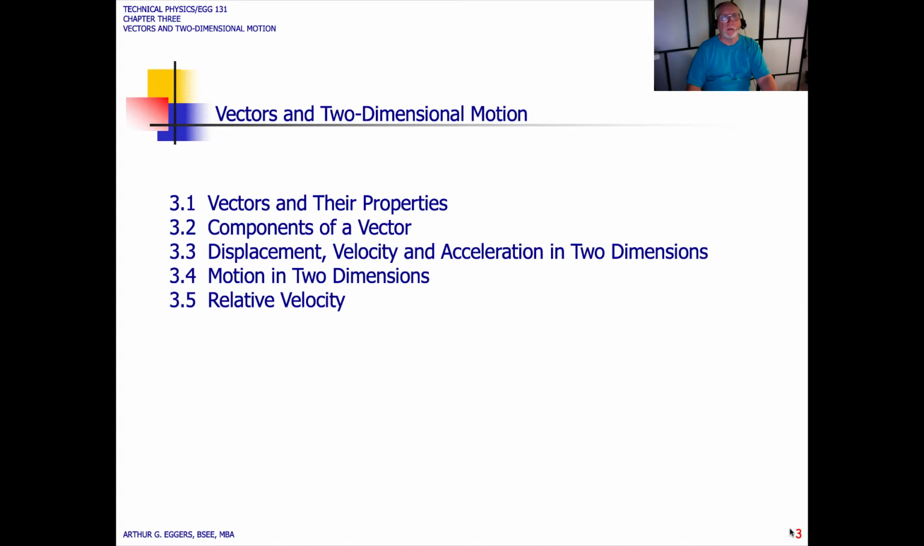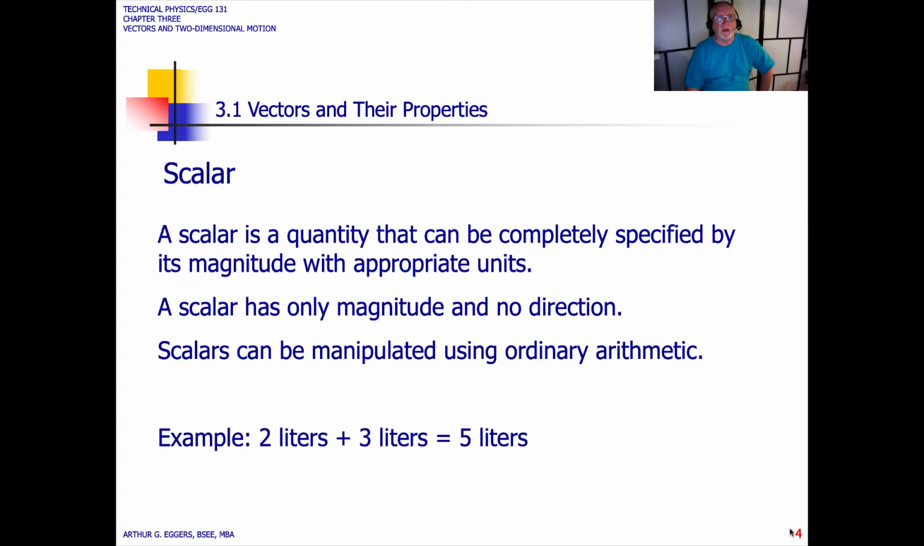So we're going to look at the properties, the components, and then we're going to come back to our friends displacement, velocity, and acceleration, but now in 2 dimensions, and learn how we combine them together to come up with something called the resultant. We're going to look at motion in 2 dimensions and then relative velocity. So we need some definitions here.